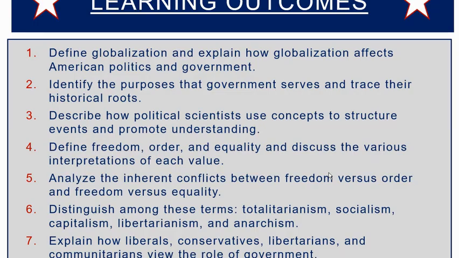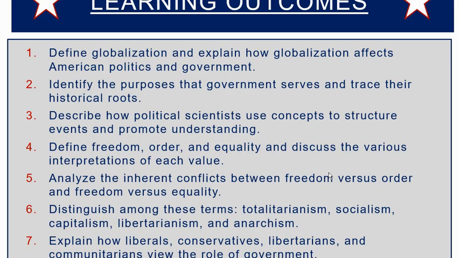Now, as we get to the end of chapter 1, you should be able to do these things. These are the objectives we have for chapter 1, or the learning outcomes. Number 1, define globalization and explain how it affects American politics and government. Number 2, identify the purposes that government serves and trace their historical roots. 3, describe how political scientists use concepts to structure events and promote understanding.